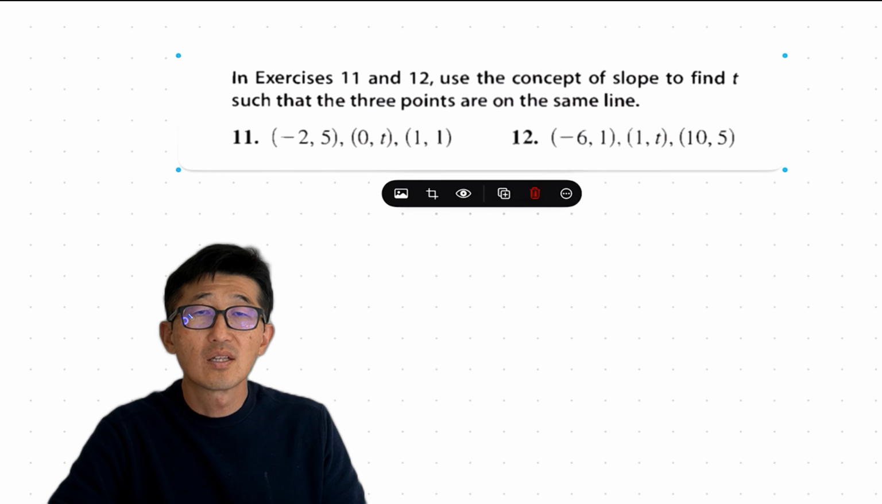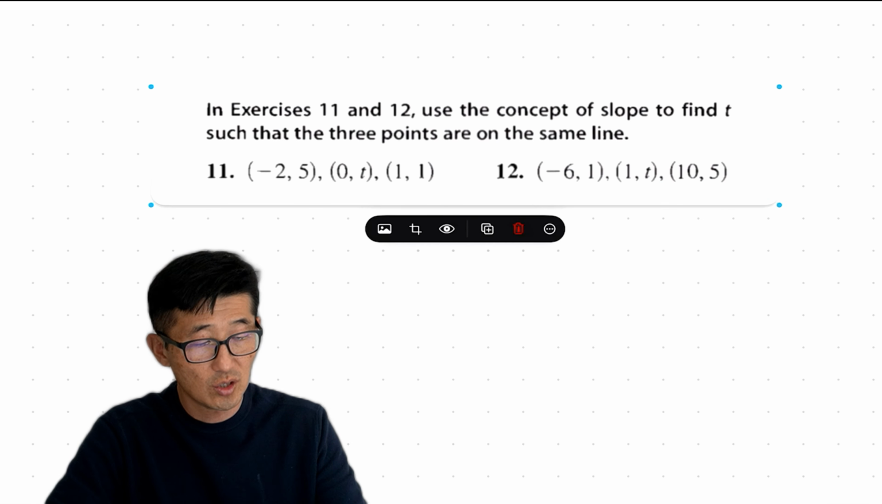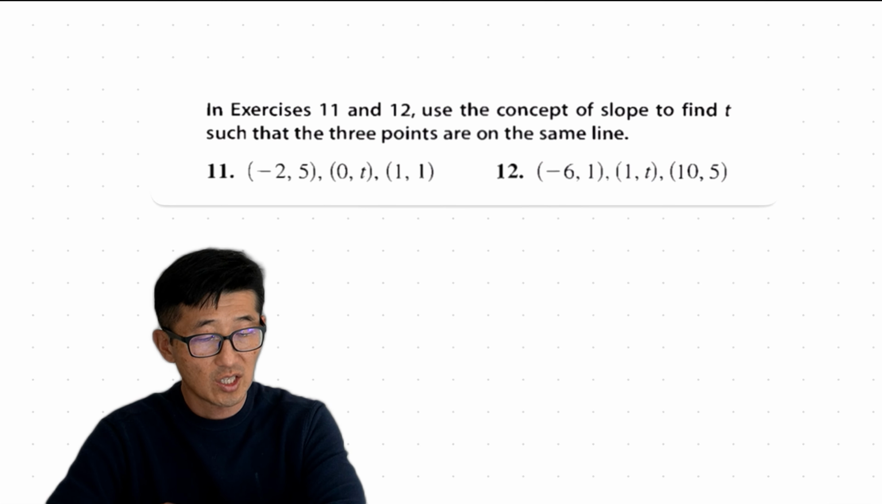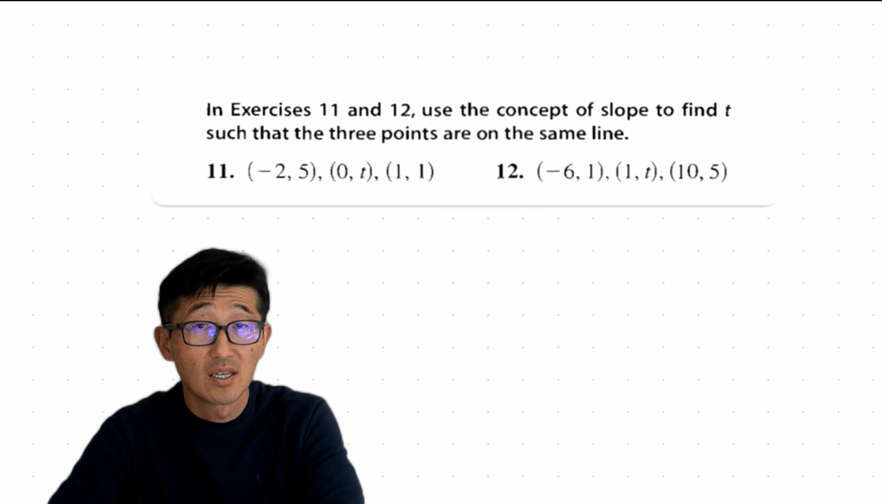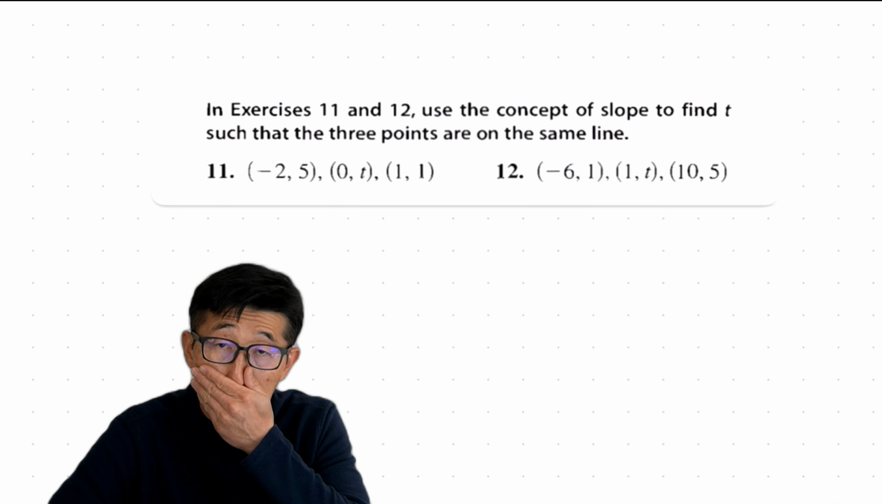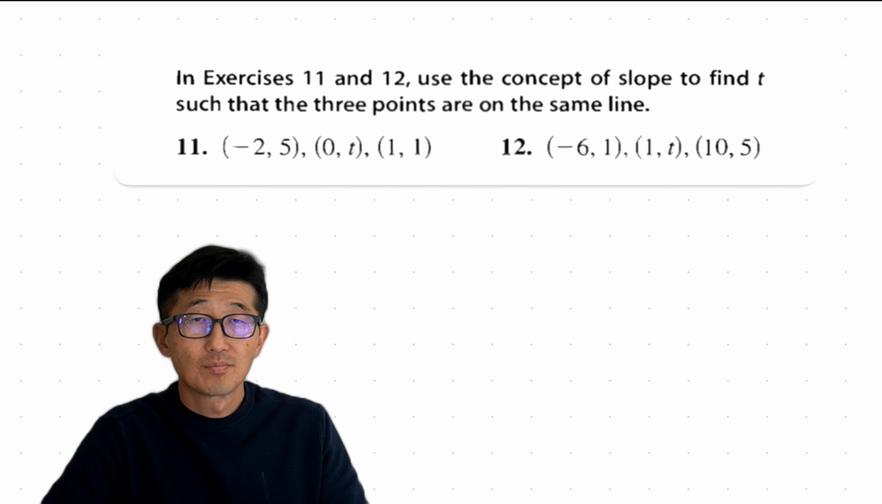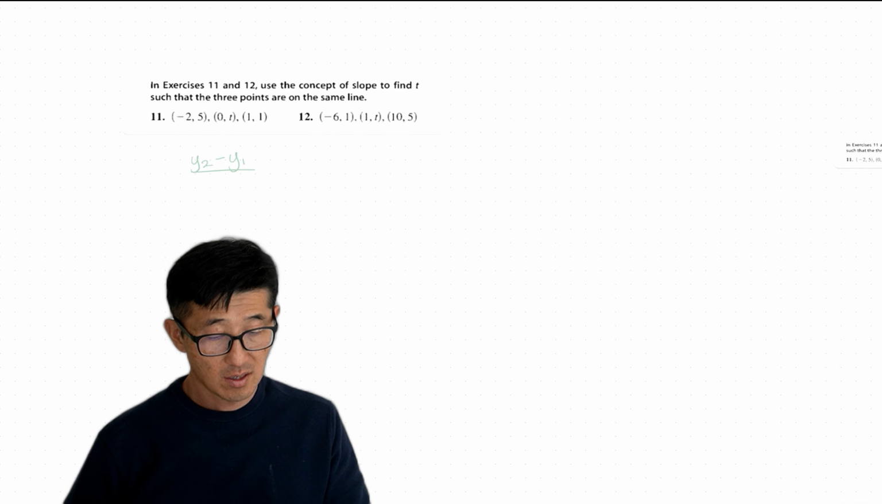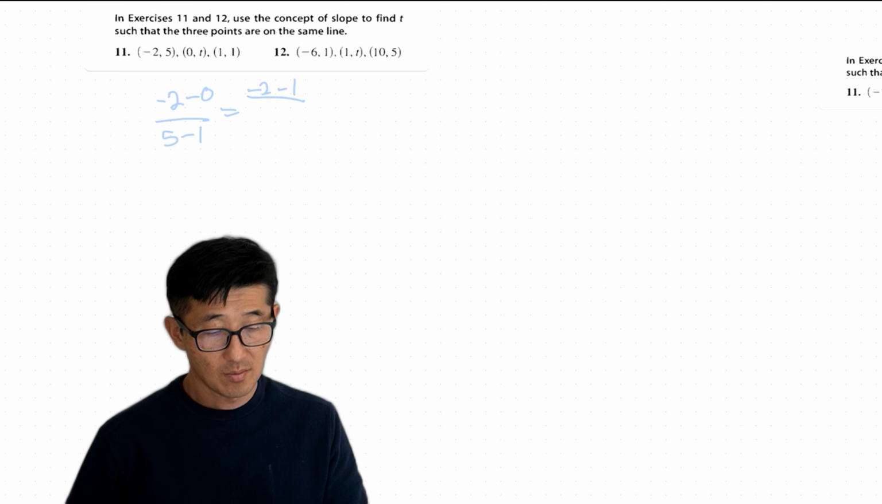Okay, read it and solve. It says here, use the concept of the slope to find t such that the 3 points are on the same line. So, slope formula. Does everyone know what to do?